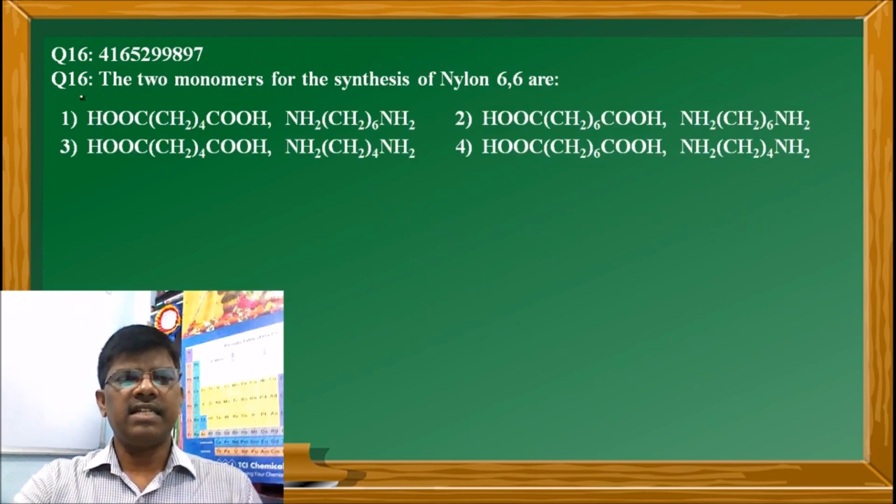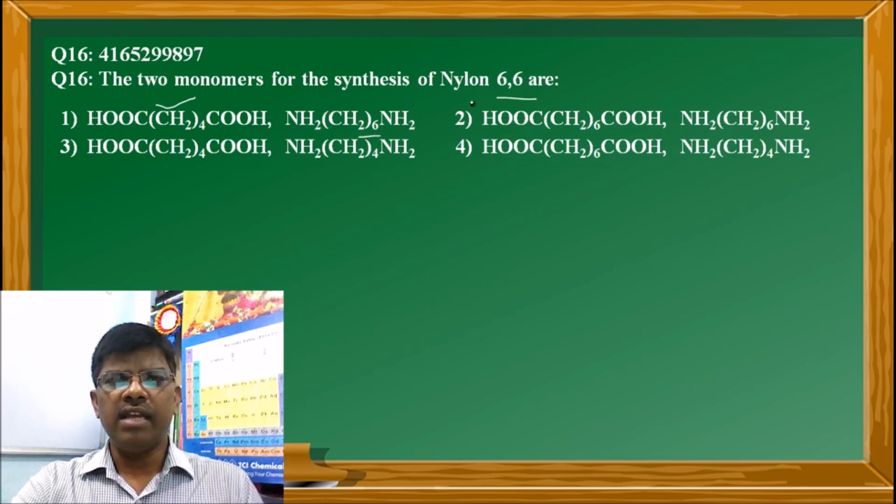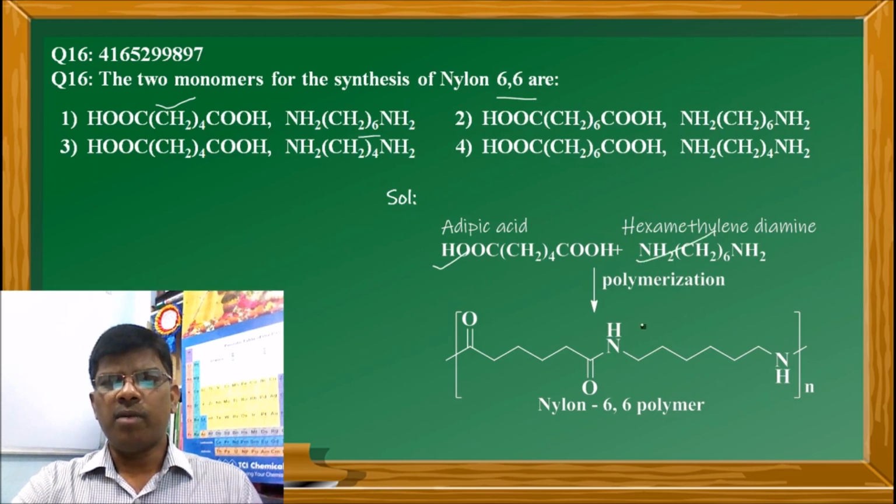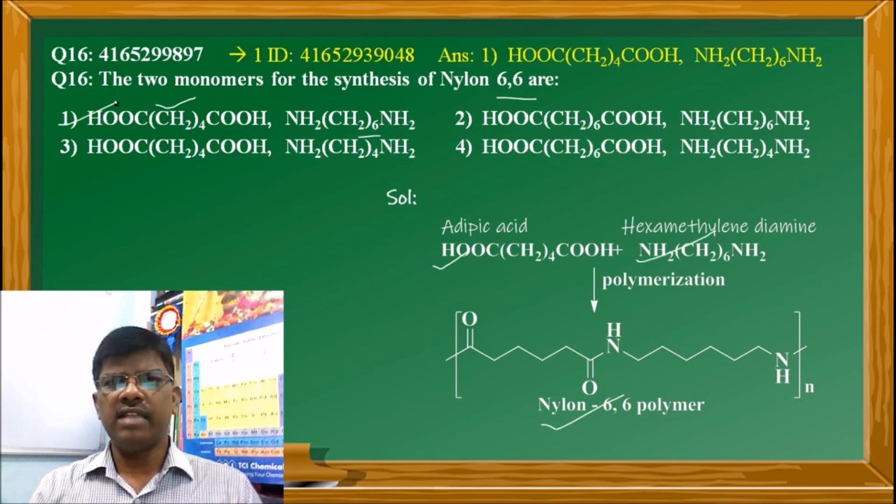Next, number 16. The 2 monomers for the synthesis of nylon 6,6 are; what are the monomers we take to make nylon 6,6? Yes friends, if you know the structure, it is very easy to predict the answer. What is it? Yes friends, adipic acid. Yes, 6 carbons, 4 plus 2, it is 6 carbons. Another 6 carbons come from hexamethylene diamine. This is hexamethylene diamine, so 6. The option number 1 is going to be correct. It is the polymer synthesized from the monomers adipic acid, and hexamethylene diamine, which upon polymerization gives nylon 6,6. So option number 1 is the correct option friends.